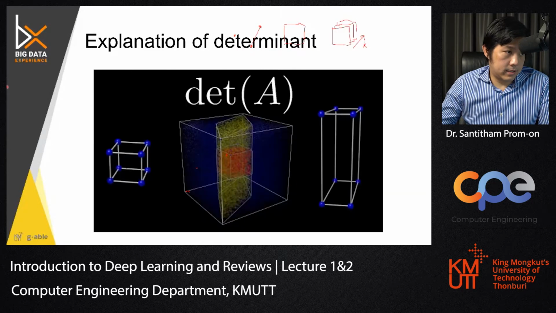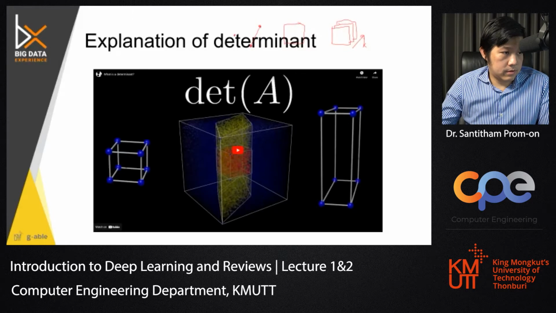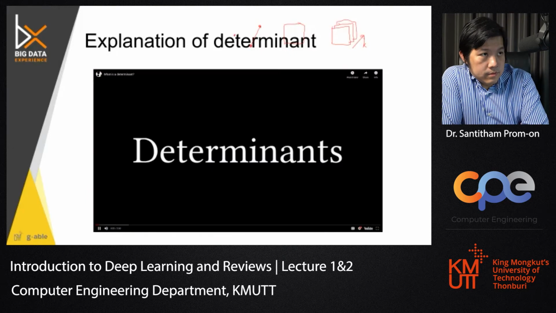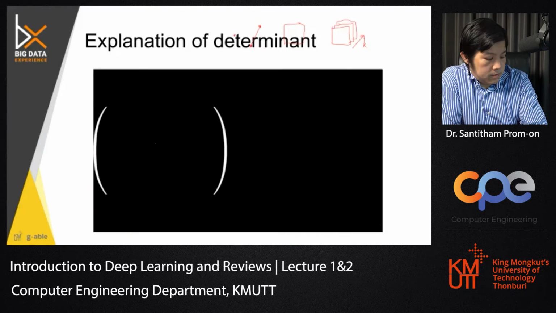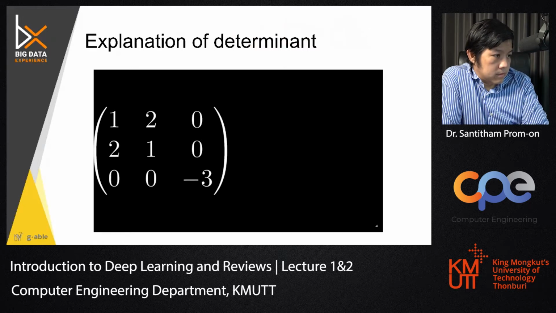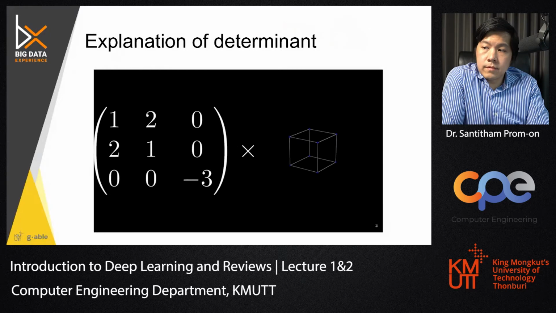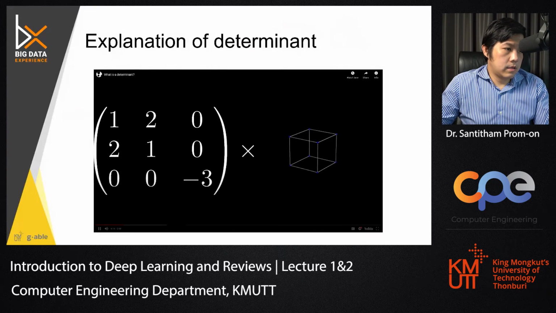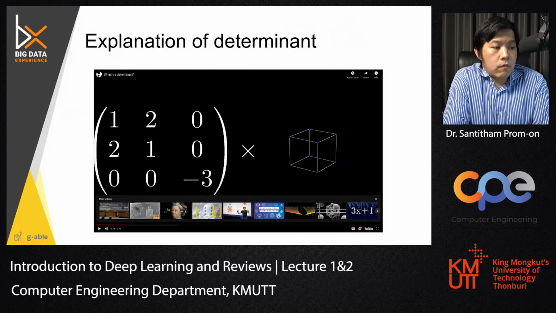What is determinant? Let's take a look at this video. Let's go back to the basics. Determinants. Let's take a matrix of 1, 2, 0, 2, 1, 0, 0, 0, negative 3. And let's use this matrix to transform every vertex on a unit cube of length, width, and height 1, aligned along the x, y. What is this?